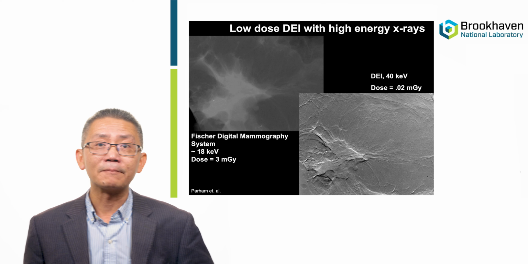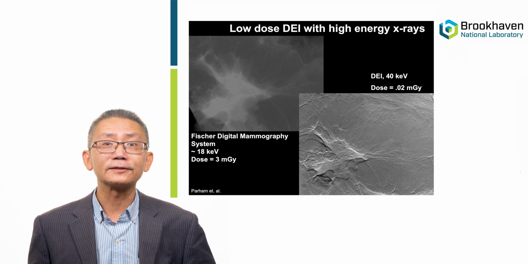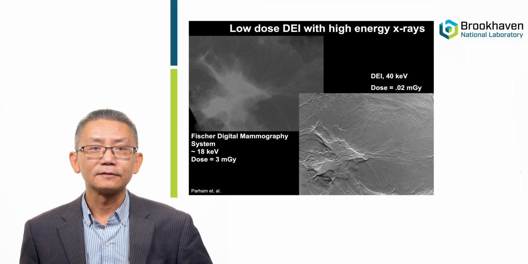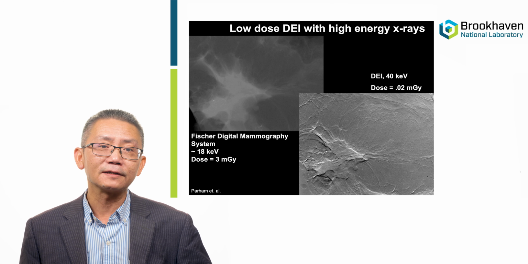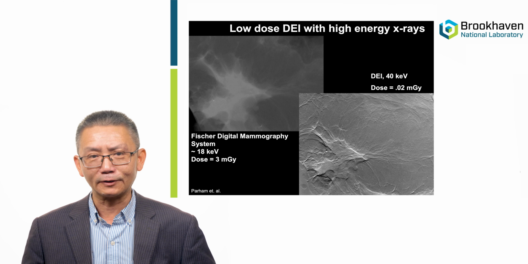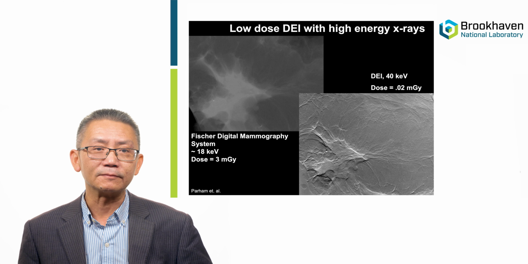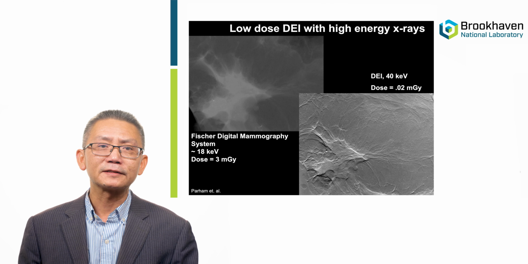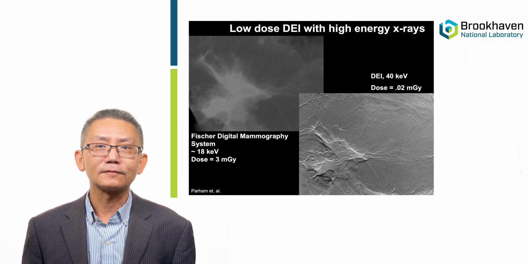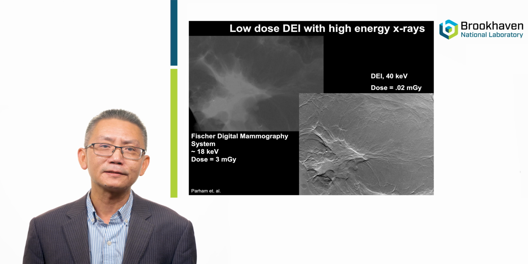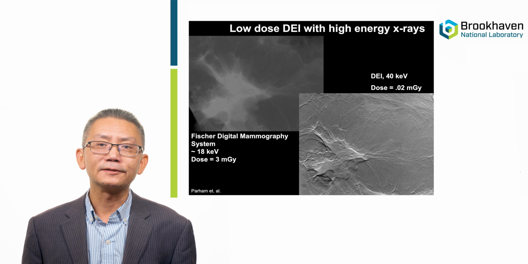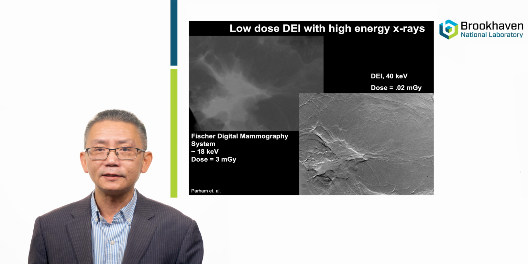Here is an example of low-dose diffraction-enhanced imaging with high-energy X-rays. On the left, you see the Fischer digital mammography. That's the most advanced mammography system. It was performed at 18 keV, so that the tumor mass and the fibrils absorb more X-rays and cast a better shadow. For this reason, the dose is 3 milligrams. On the right, you see the DEI image at 40 keV.